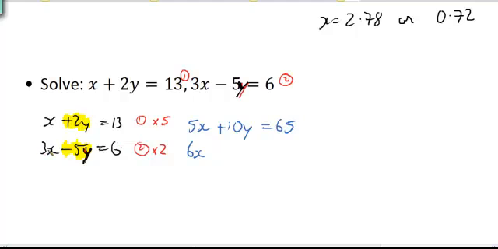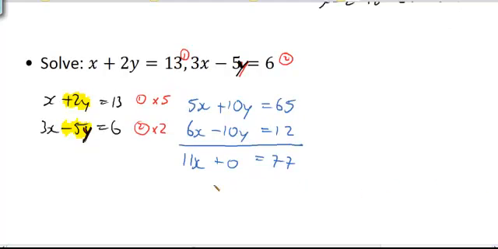6x. 2 by 3x gives me 6x. 2 by minus 5 is minus 10y. And 2 by 6 is plus 12. Now we can add them. And what we get is 5x plus 6x gives me 11x. The y's cancel because it's plus 10y minus 10y. It's just plus 0. It's not there. 65 plus 12 gives me the 77.